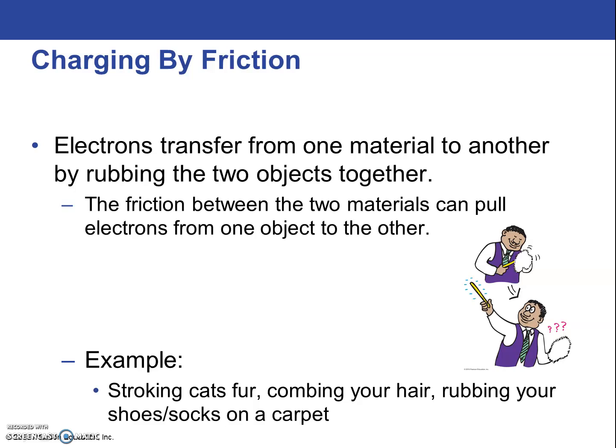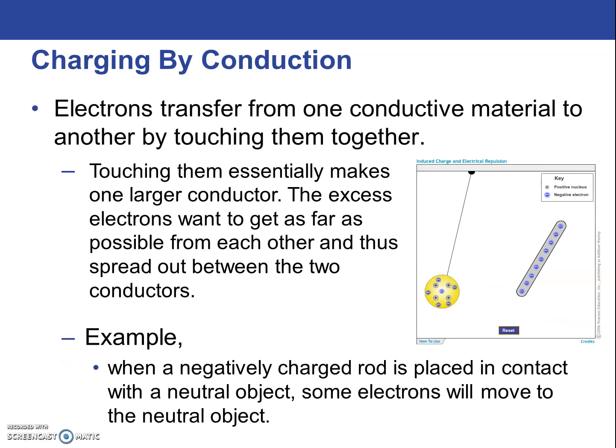So again, some examples of that are stroking a cat's hair, combing your own hair, rubbing your shoes or socks on the carpet. These are all means of charging up through friction. Now, if I just put my sock on the carpet and leave it there, it's not going to necessarily charge. I need that friction in order to pull the charges off, because again, in an insulator, electrons do not flow freely. So just touching a sock to carpet is not going to pull electrons off. The friction is necessary for that.